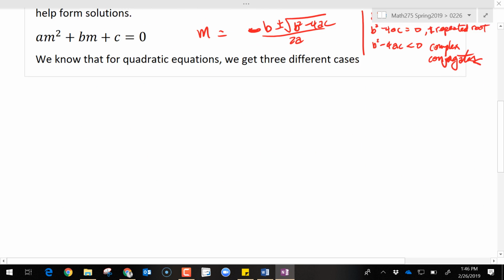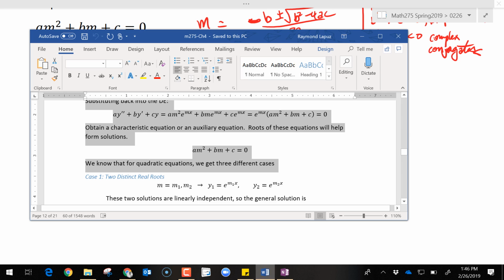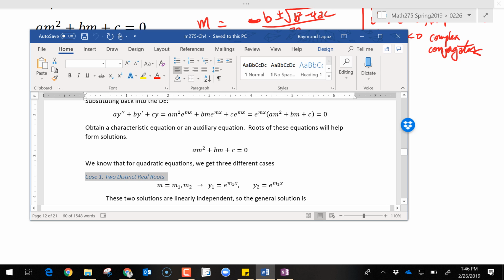That's some crappy writing right there. Why don't I just do the 2 cases?